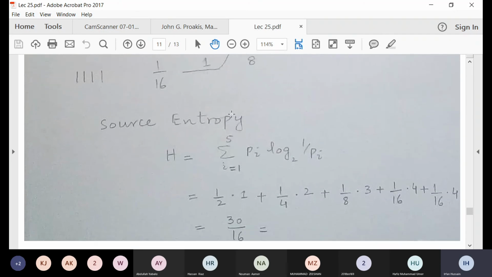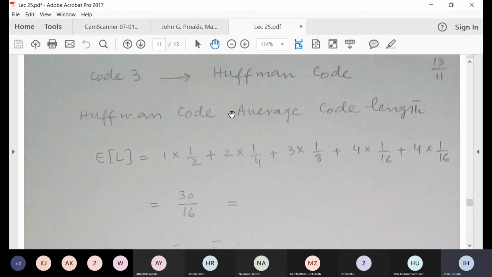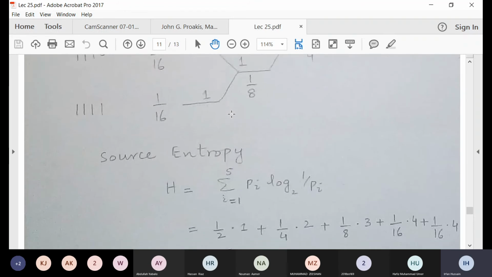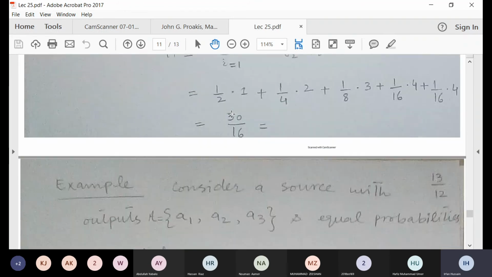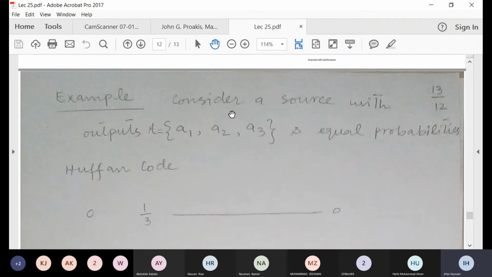The entropy was 30 by 16, and the average length is also 30 by 16. So you can see that both of them are equal. This means it is an optimal algorithm, and it attains optimality. It attains the entropy of the source that it is coding.